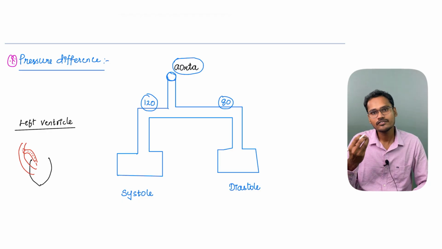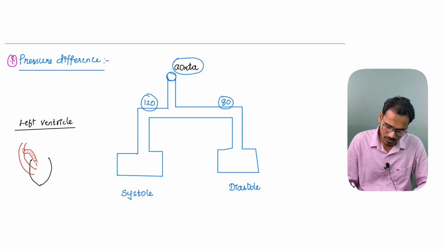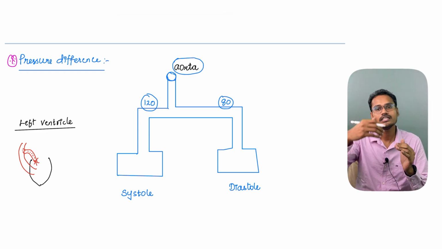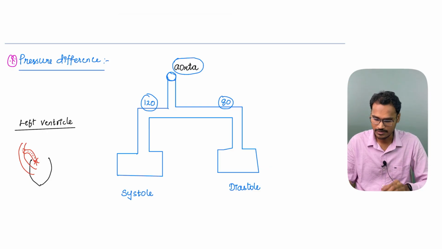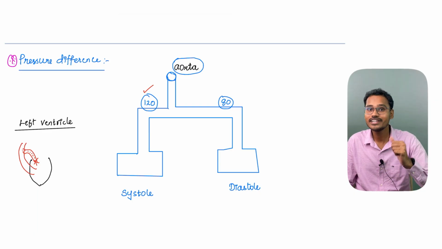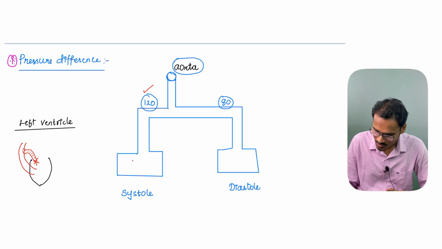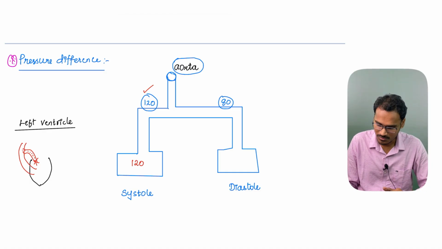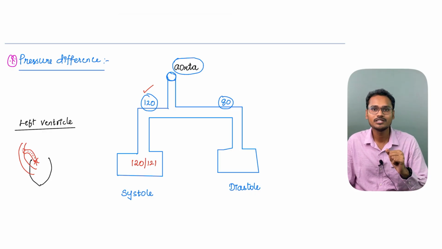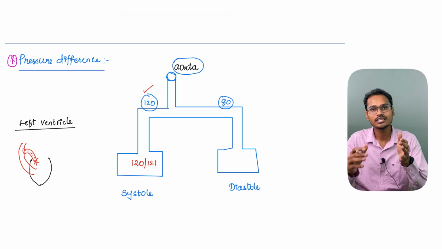So if the pressure in the left ventricle is very high, what is going to happen? The flow from the aorta will not be able to reach the ventricle itself. There should be a lower pressure in the ventricle, then only the flow will come from the aorta to the ventricle. When the aortic pressure is 120 during systole, what is the pressure in the ventricle? The ventricle pressure is also 120 only, or sometimes some books say it is 121. If the ventricular pressure is more than the aortic pressure, can the coronary arteries bring blood into the ventricle? Obviously no, because here the pressure is high.